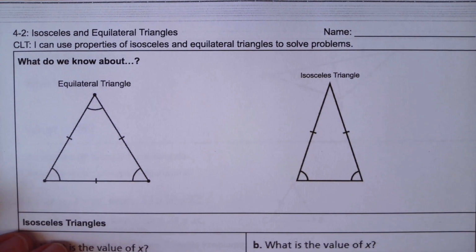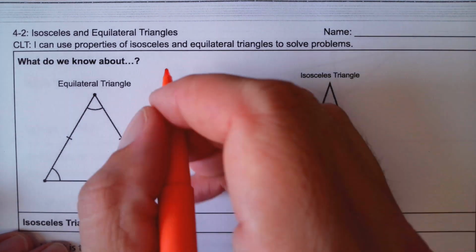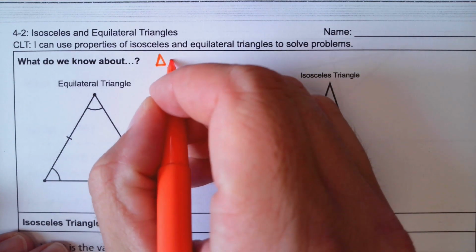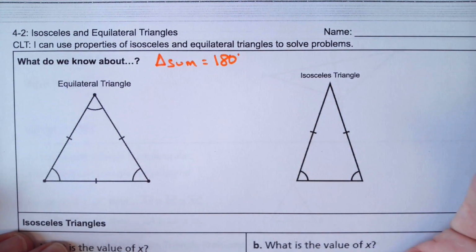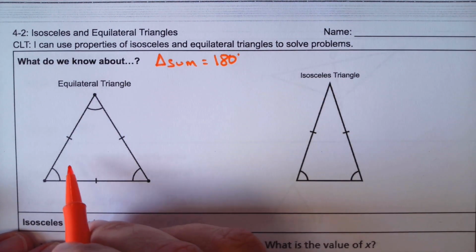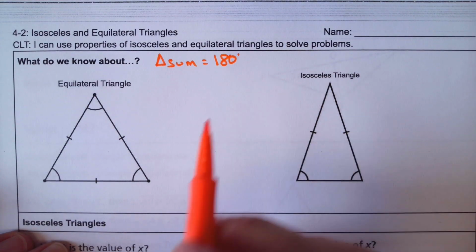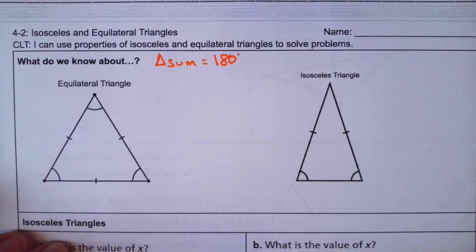For an equilateral triangle and an isosceles triangle, something you need to remember is that the triangle sum for all triangles is always 180 degrees. So don't forget your 3 angles have to add to 180. Okay, so let's talk about equilateral.